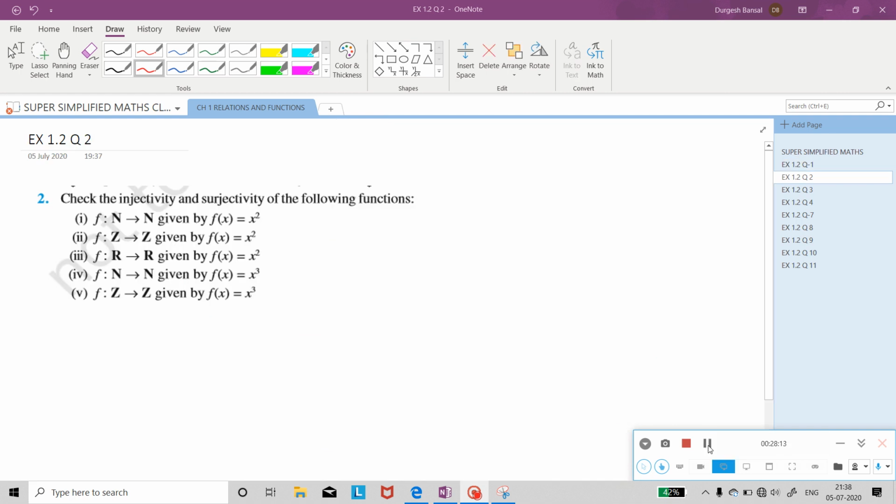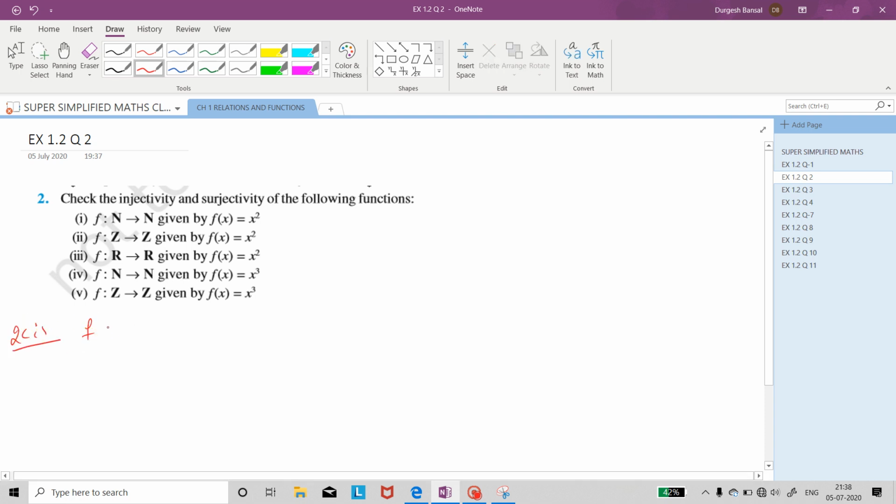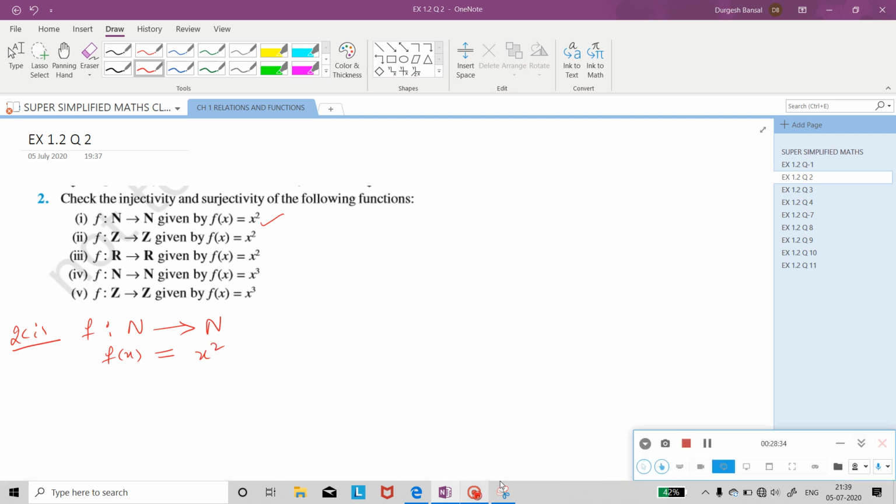Now this is question number 2. So let us move to the first part of this question. f is a function from the set of naturals to the set of naturals. This is the first part, given by f(x) is equal to x square, and we have to check whether this is injective and surjective.